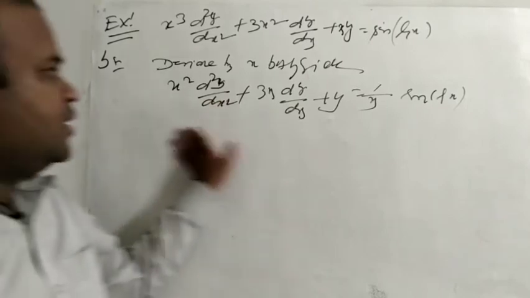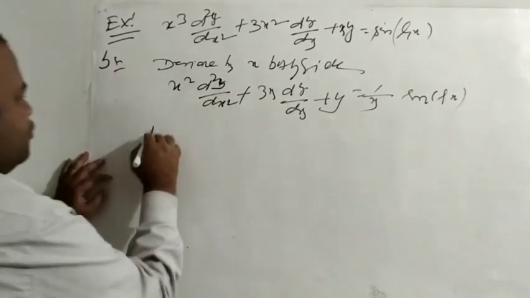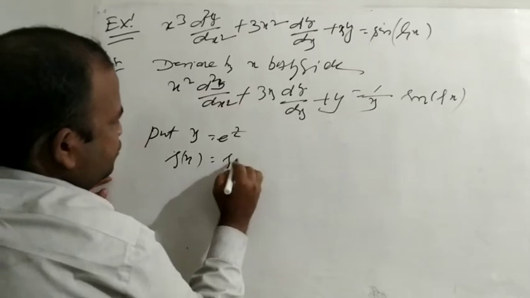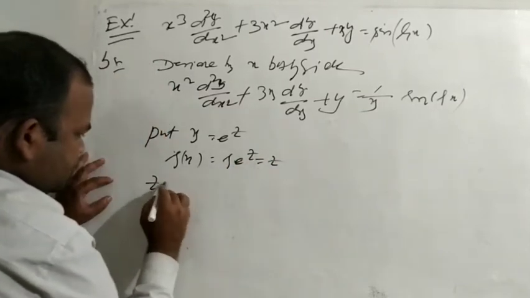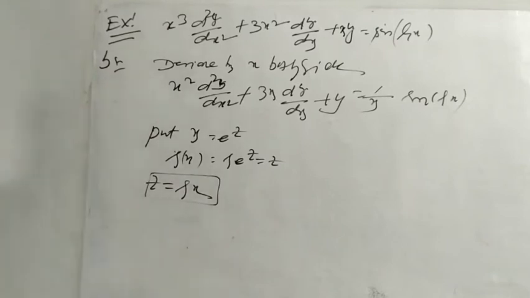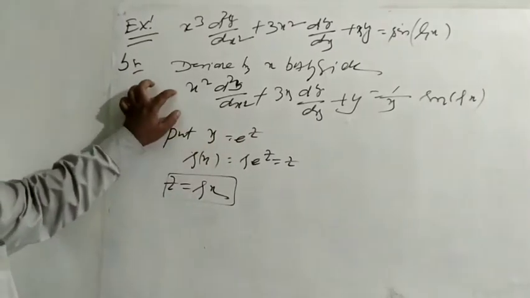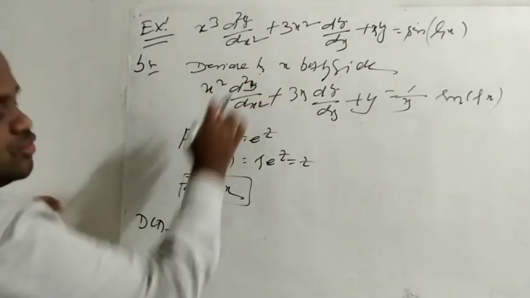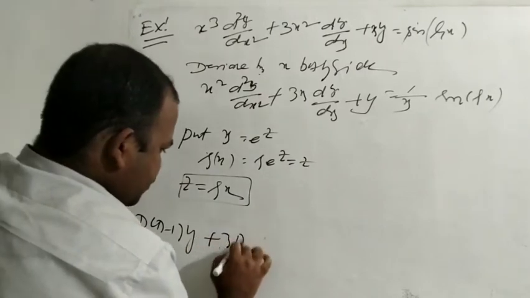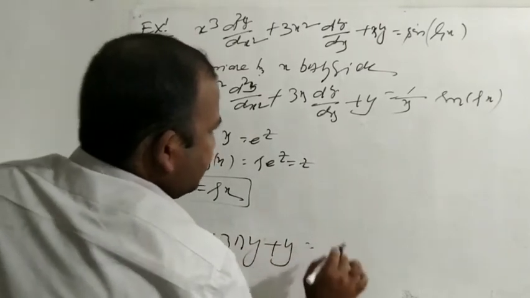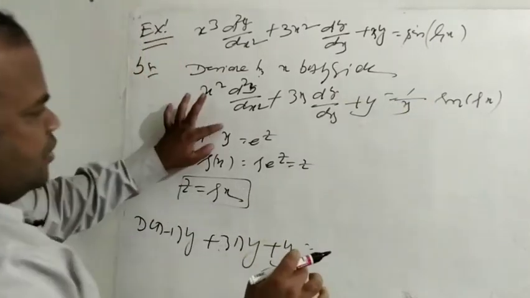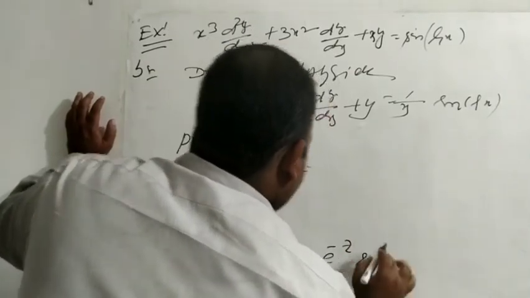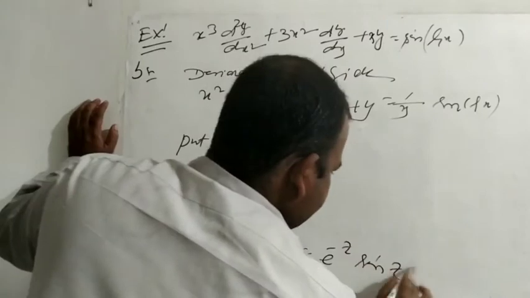So now you will put the formulas. Put x equals to e raised to z, taking logarithm both sides, log of x equals to log of e raised to z equals to z. So this is z equals to log of x. Now what is the formula of this one? So this is d into (d minus 1) into y, order is 2, plus 3 into dy plus y equals to 1 upon x. So this is x raised to minus 1, this is e raised to minus z, and this is sin of log of x equals to sin of z.